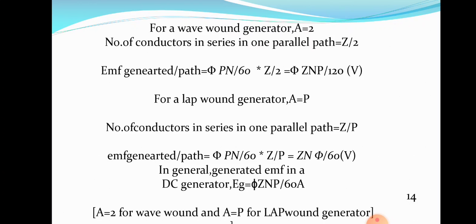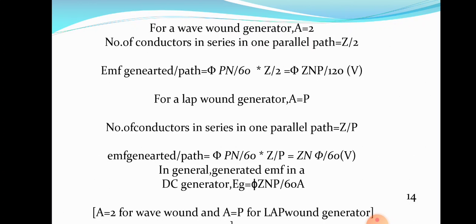EMF generated per path, because in a path there are Z by 2 conductors. EMF generated in a conductor is equal to φPn by 60. In one path there are Z by 2 conductors. So total EMF generated per path is equal to φPn by 60 into Z by 2, which is equal to φZnP by 120. Clear?